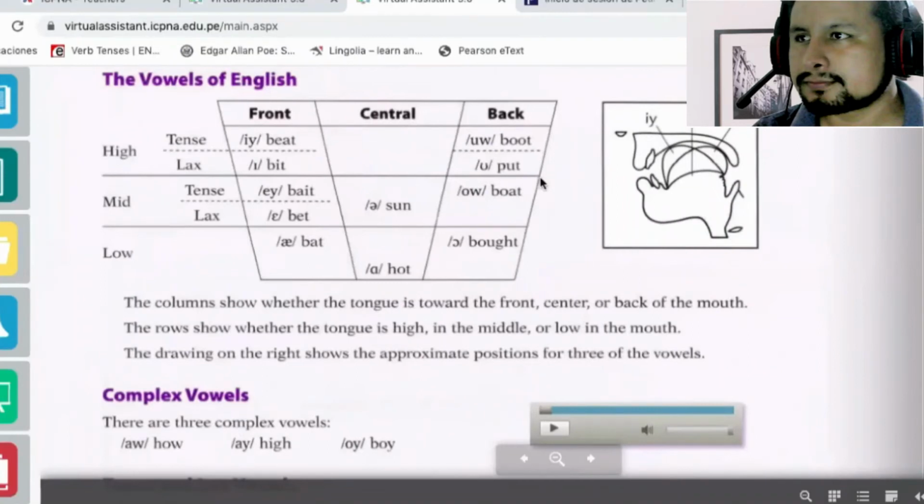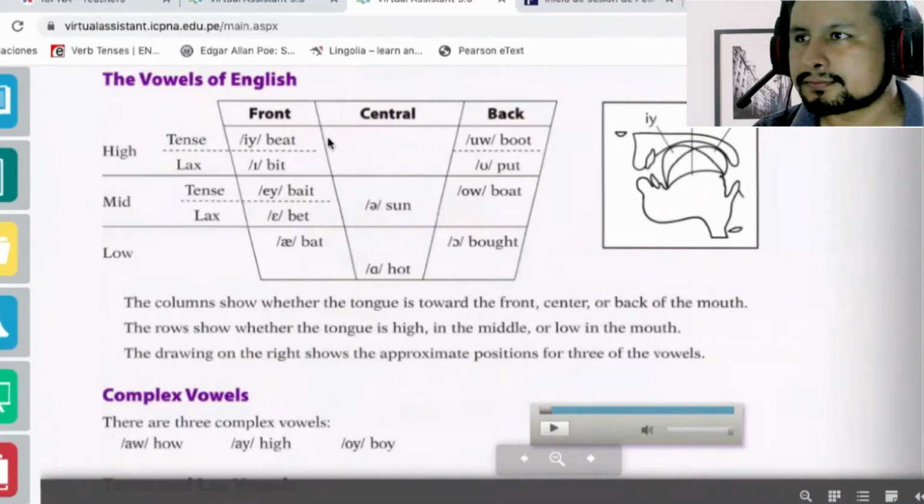Now, how do you classify vowel sounds? Vowel sounds are classified according to the position. You can see this picture here, the position of the tongue. This is the tongue in the oral cavity. When we make vowel sounds, three speech organs are very important. First of all, the tongue. Second, the lips. And third, the jaw. This is the jaw. The movement of the jaw.